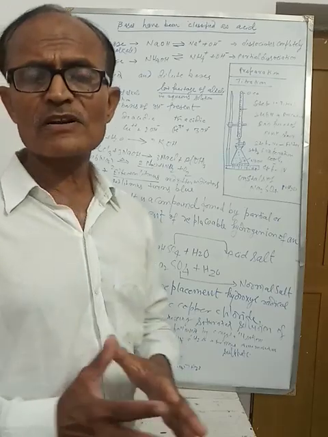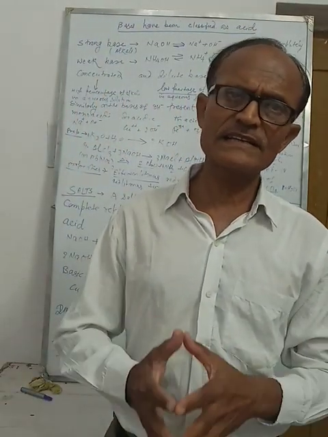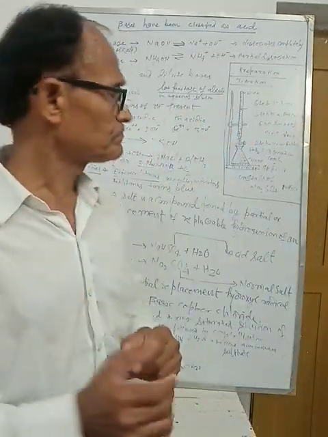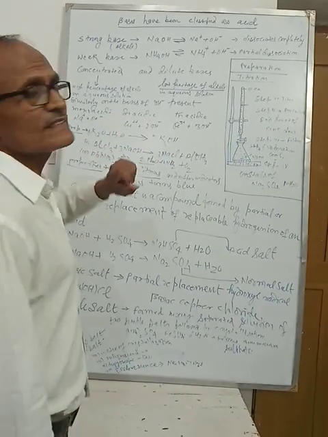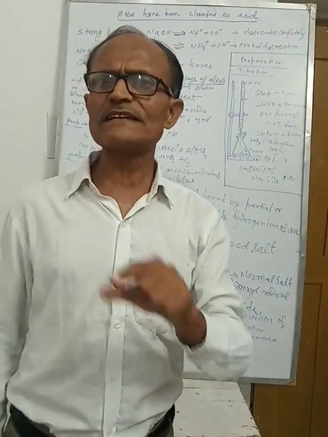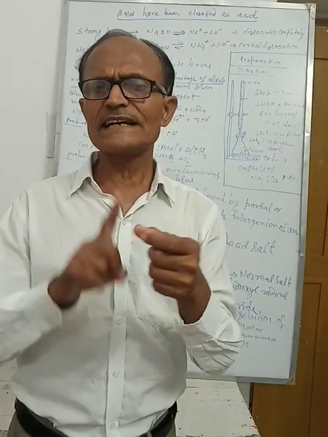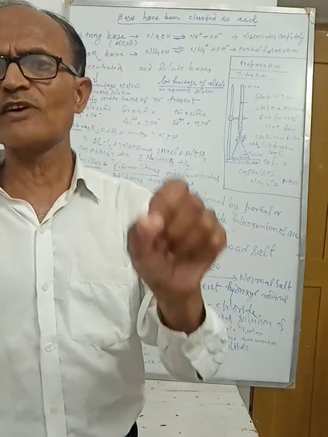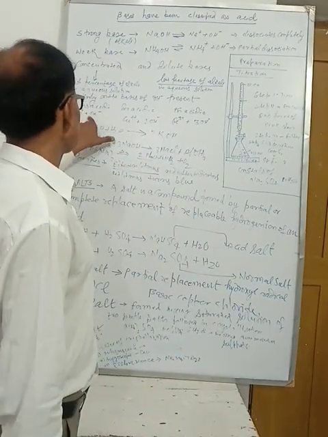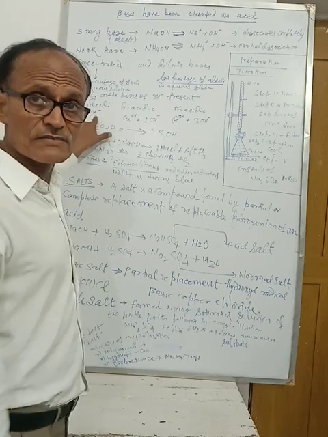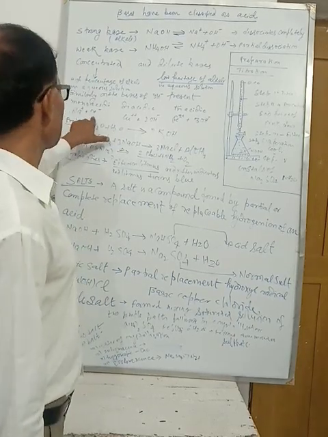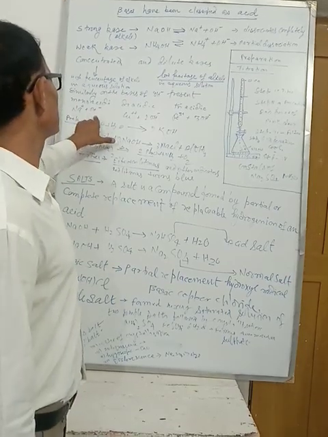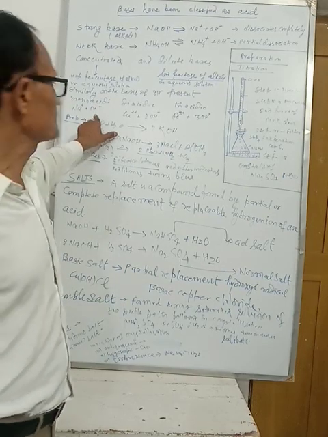On the basis of the number of hydroxyl ions in the bases, we again classify the base, as we classified the acid by the number of hydrogen ions in them. Monoacidic base is one of them. Monoacidic base means in that base there is only one hydroxyl ion when one molecule is dissolved in water. So NaOH, when dissolved in water, will give Na plus and a single hydroxyl ion OH minus. So this NaOH will be called a monoacidic base.